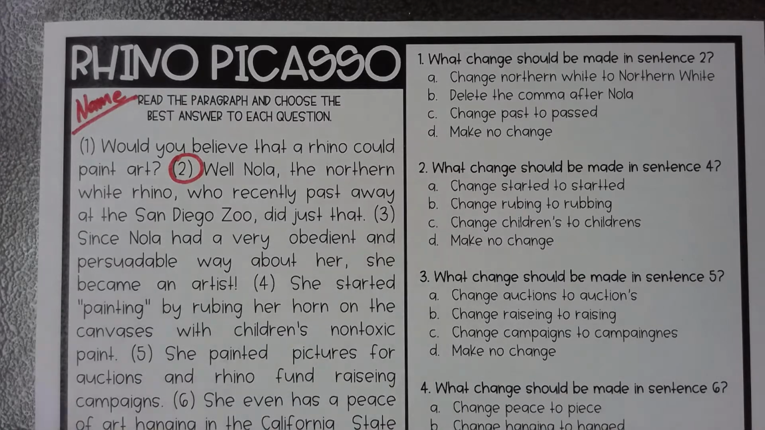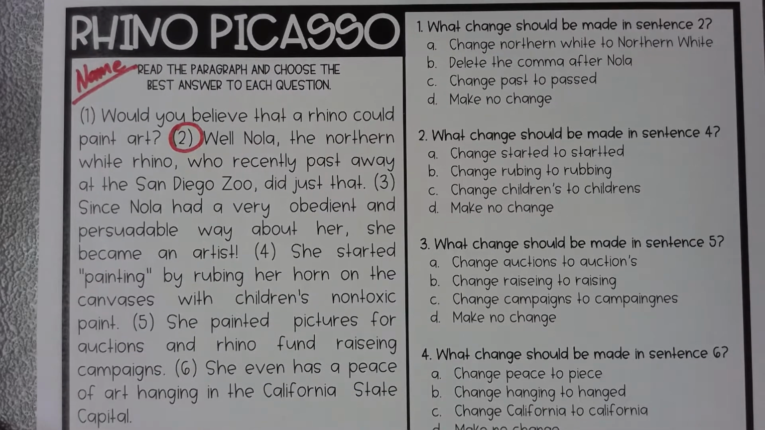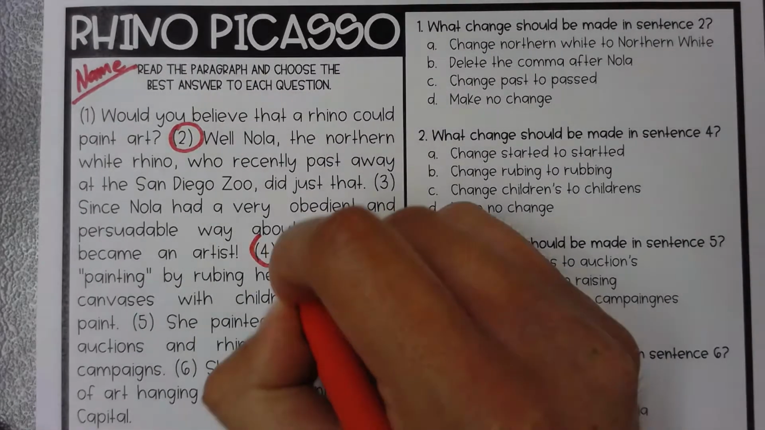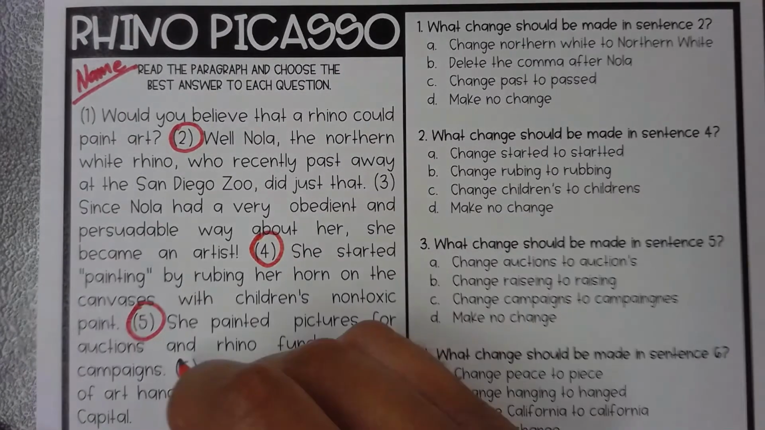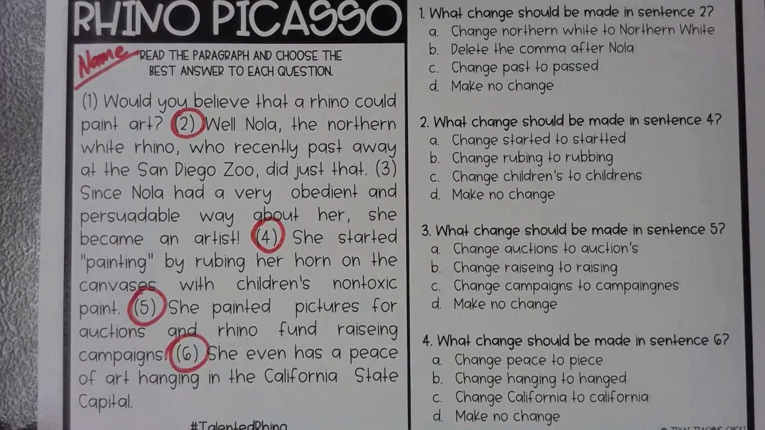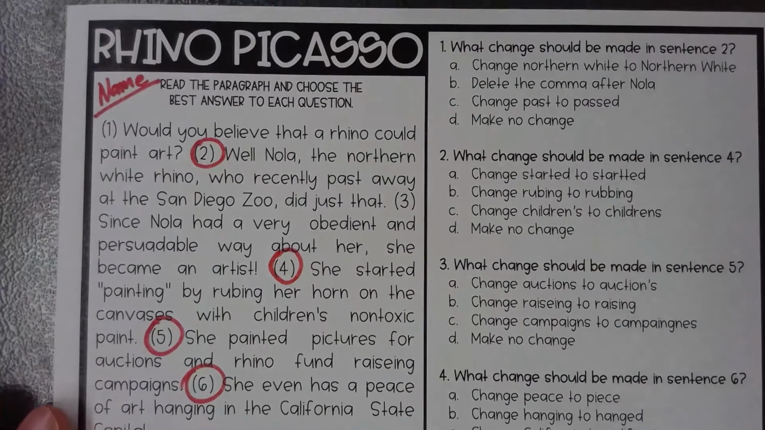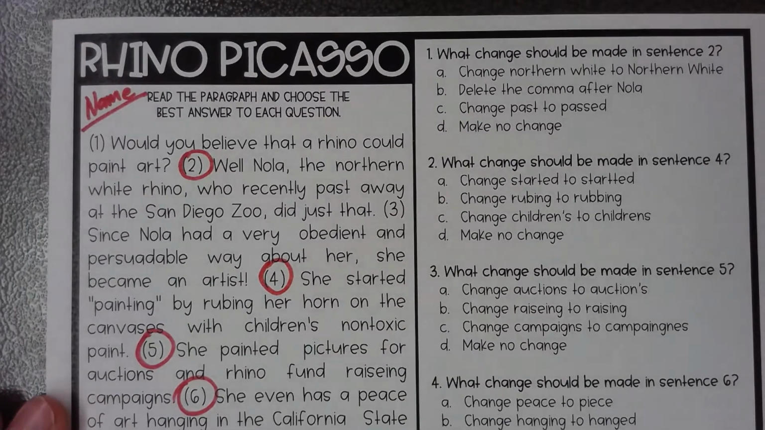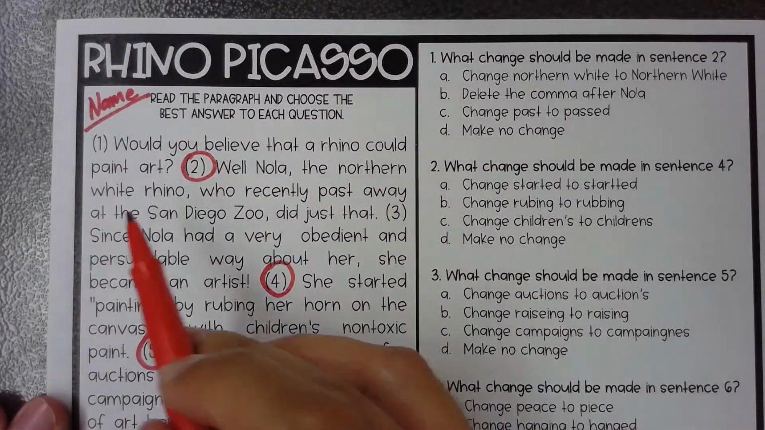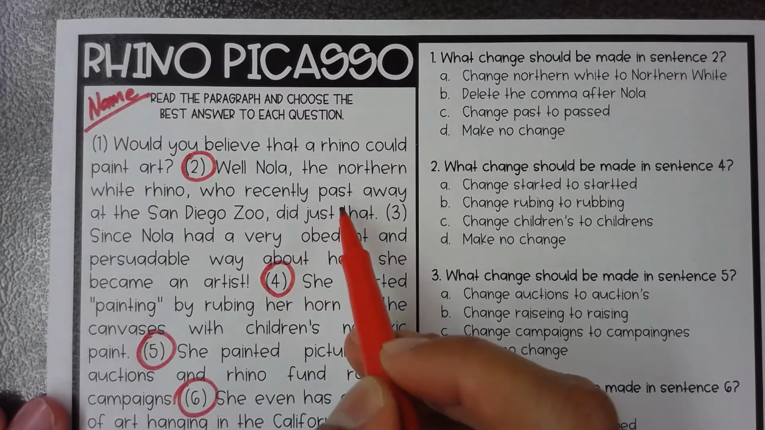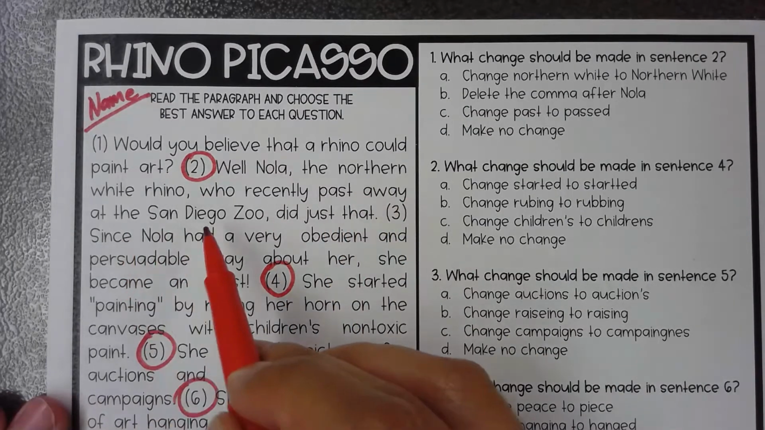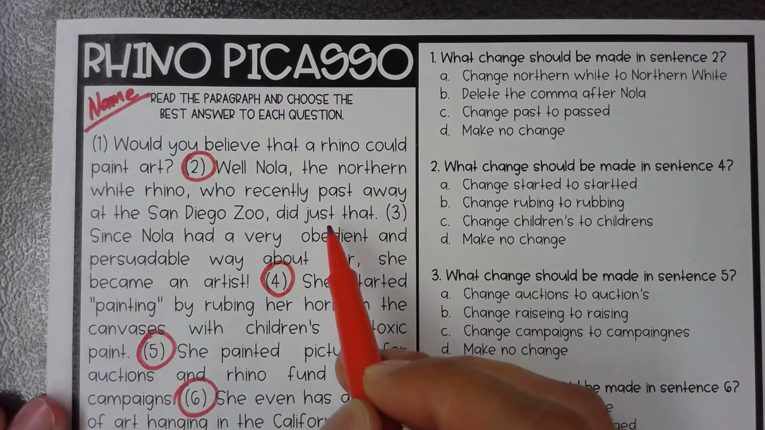Let's get started. Since we're only going to edit sentences 2, 4, 5, and 6, I want you to circle those numbers, please. To remind yourself, those are the only sentences that you need to read. Let's look at sentence 2. Well, Nola, the northern white rhino, who recently passed away at the San Diego Zoo, did just that.